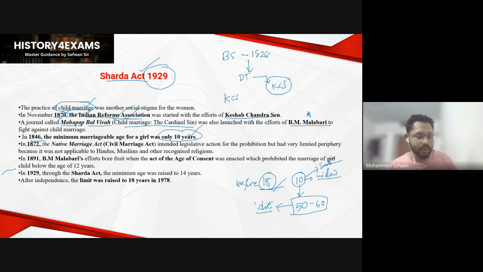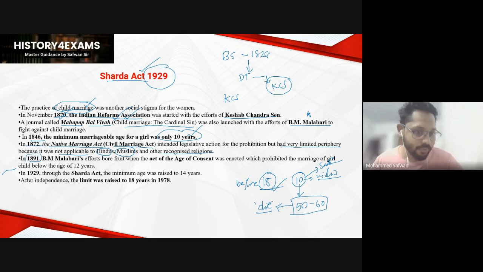In 1872, there came the Native Marriage Act, which is called the Civil Marriage Act. This act raised the girl's age, but it had a very limited periphery because it was not applicable to Hindus, Muslims, and other recognized religions. Basically, they introduced some policy, but it was not applicable to the major religions or communities of the time. Then why have such legislation? Such a problem affected the 1872 Native Marriage Act.